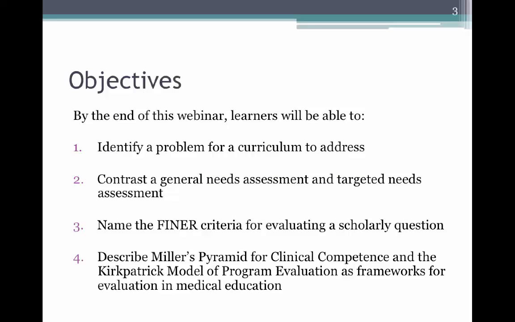The objectives for Webinar 1 are that by the end of this webinar, learners will be able to, number 1, identify a problem for a curriculum to address, number 2, contrast general needs assessment and targeted needs assessments, number 3, name the FINER criteria for evaluating a scholarly question, and number 4, describe Miller's Pyramid for Clinical Competence and the Kirkpatrick Model of Program Evaluation as frameworks for evaluation in medical education.